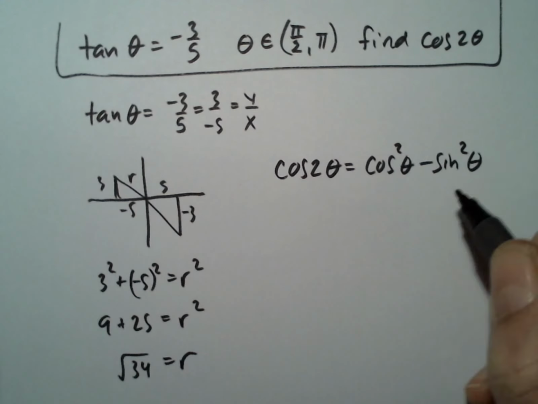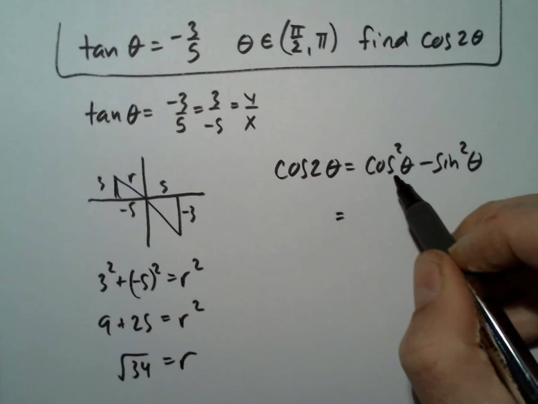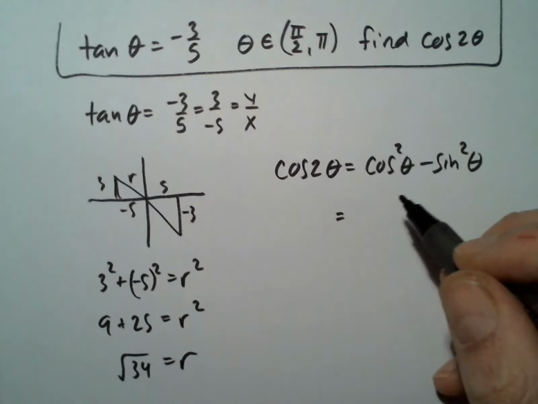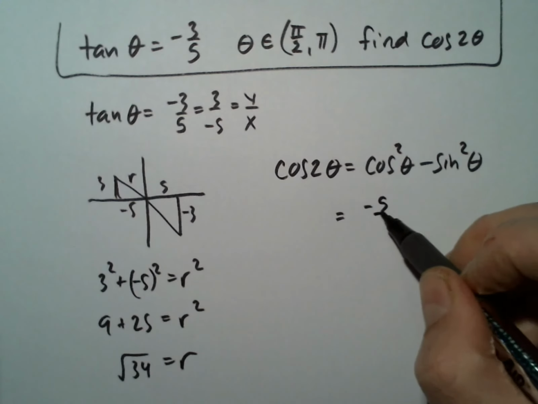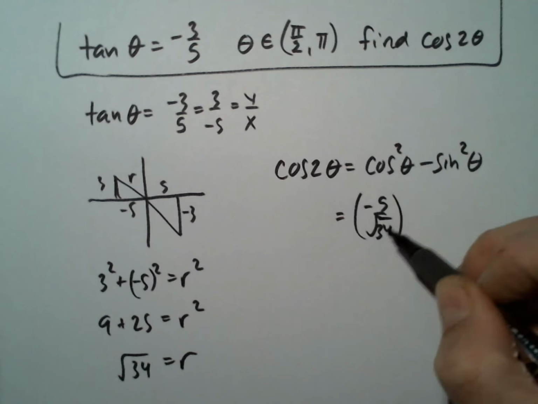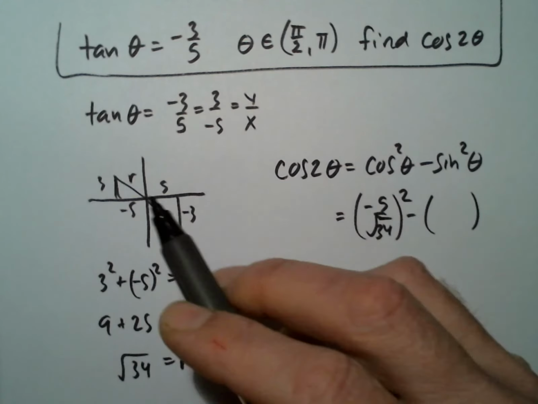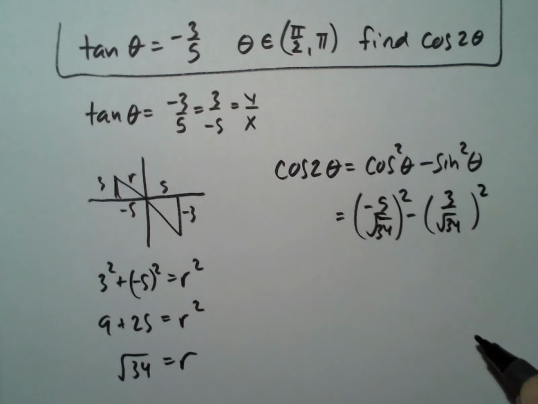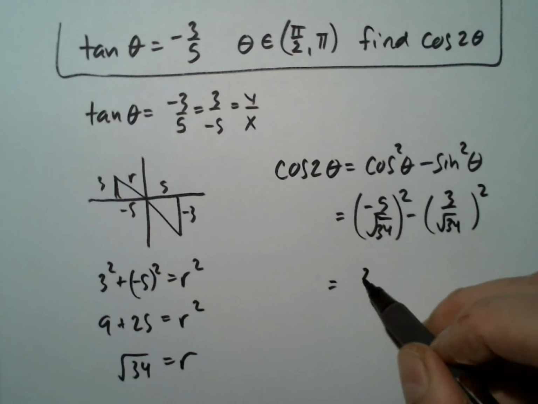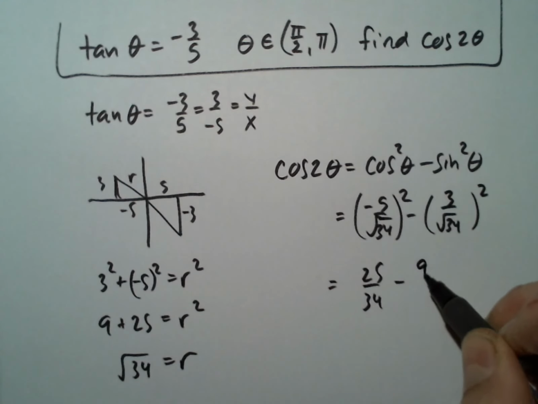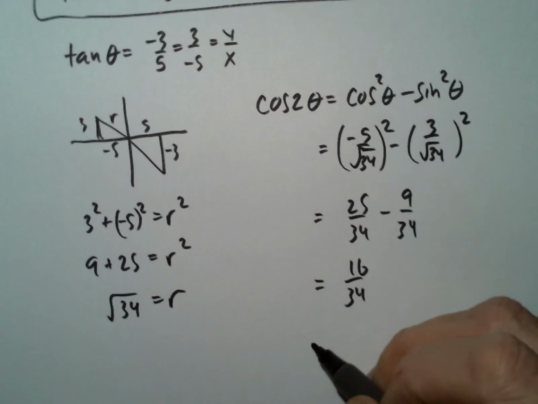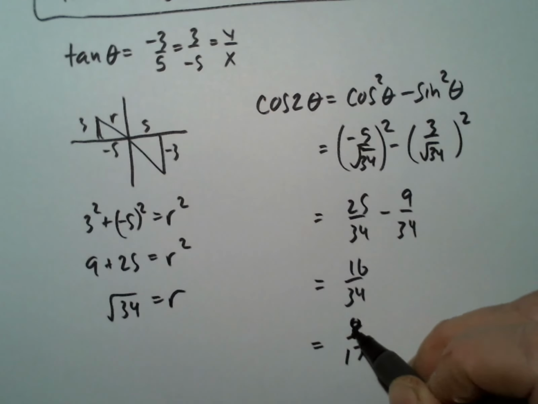And cosine squared. So we want to do cosine of this, where this is radical 34. Cosine is going to be negative 5 over radical 34. And sine is 3 over radical 34. 25 over 34, 9 over 34. And we get 16 over 34. Reduce it to 8 over 17.